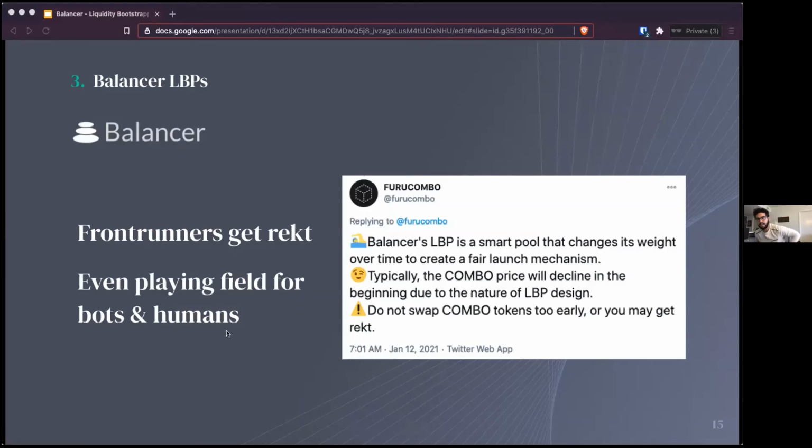Because of this downward price discovery process, it is not a good idea to front run. You will get wrecked if you do that. And so that's how we basically cut that whole thing out, and therefore we create an environment where bots and humans have the same even playing field. You're not going to have an advantage if you're running sophisticated software as opposed to a regular person that's just logging on and doing this.